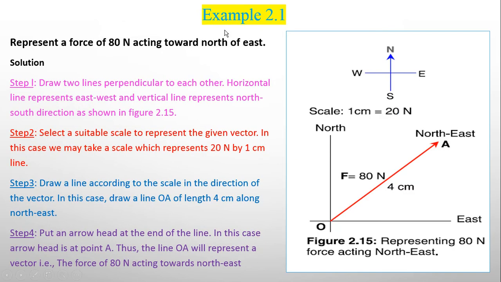We are going to solve example 2.1: represent a force of 80 Newton acting towards north of east. You know that force is a vector quantity. Here 80 Newton is the magnitude of force and north of east is the direction of force.